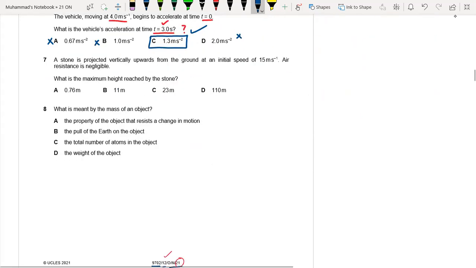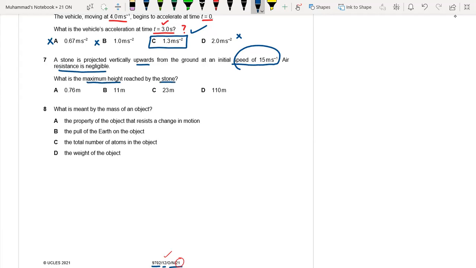A stone is projected vertically upwards from the ground at an initial speed of 15 meters per second. Okay. Air resistance is negligible. These are very important keywords. So what is the maximum height reached by this stone?